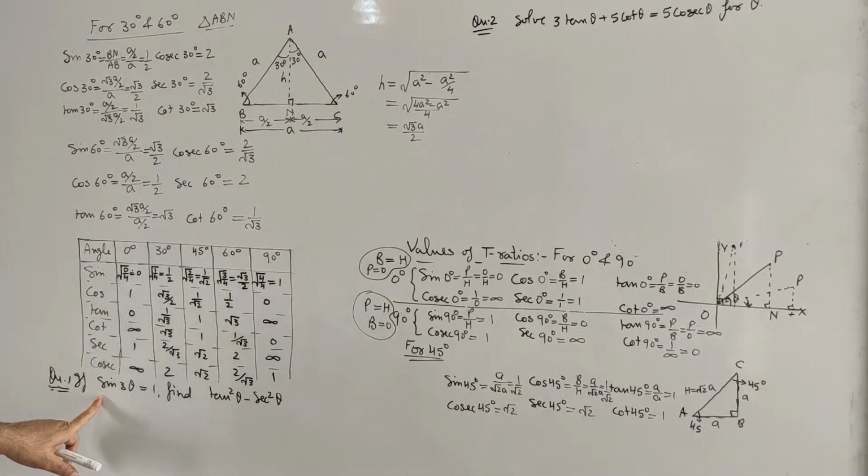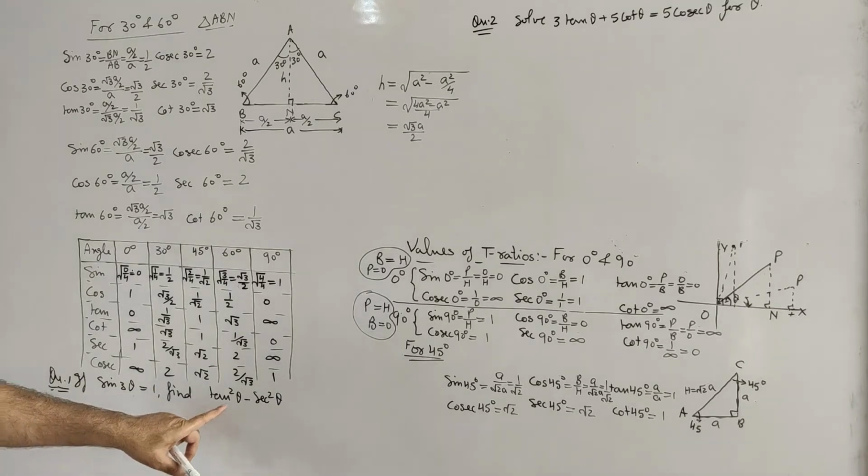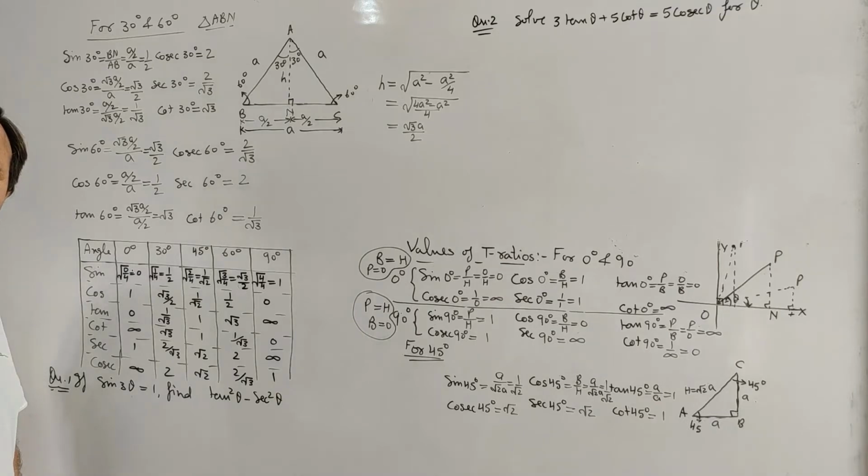Now we are solving a question depending upon these values of t ratios. Say in the question sin 3 theta is given as 1 and we are asked tan square theta minus sec square theta. We know the identity, 1 plus tan square theta is sec square theta. So tan square theta minus sec square theta will become minus 1. So the answer of this should come out to be minus 1, because that trigonometric identity is true for all values of theta. Now we will check whether the answer will be minus 1 or not.